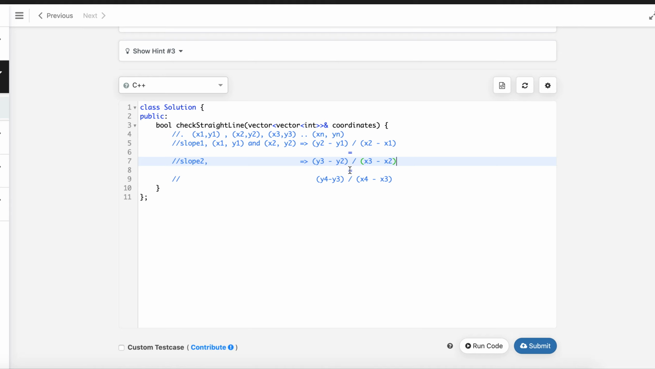If we proceed further and introduce another slope as well, then we can do the same thing, cross multiplication of the difference of y and another x, and this y and another x. So in this way we can solve the problem and avoid the floating point and precision issue. Well, we can do this.